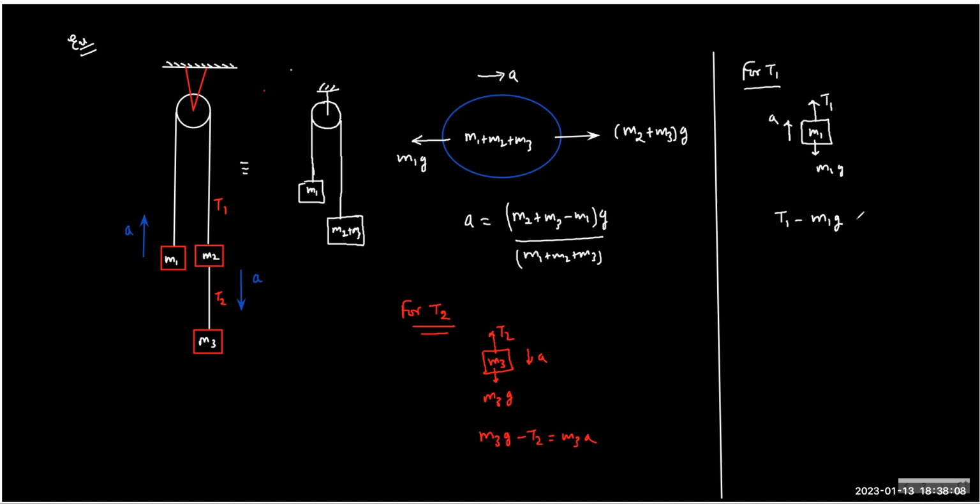So T1 minus M1G equals M1A. I hope this is clear to you guys. Yes, sir. So let's see some more problems. Now, every problem that you have solved before can be solved now also by this same method. So let me show you this question.